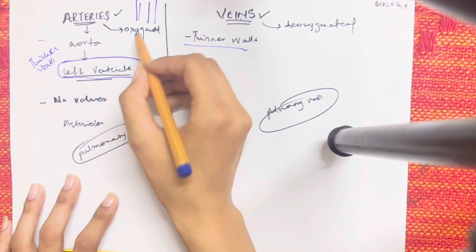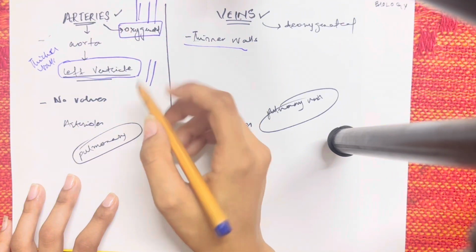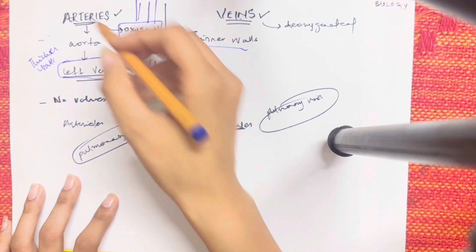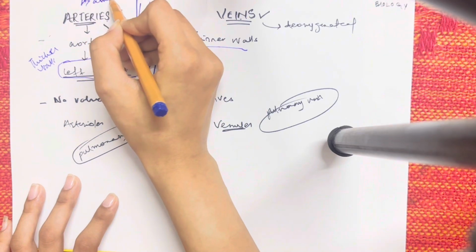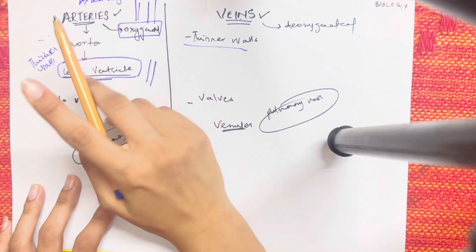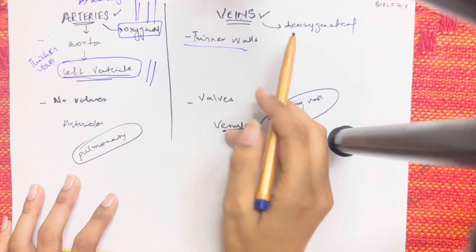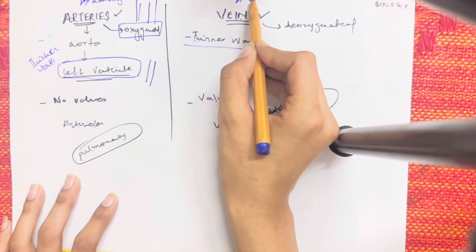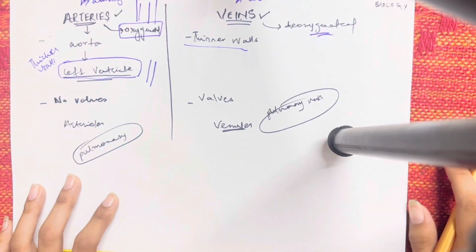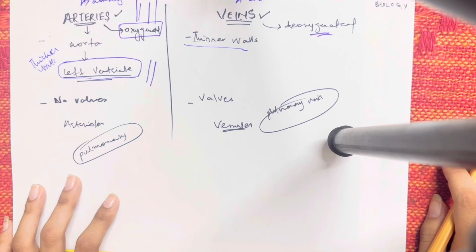Other than that, the arteries carry the oxygenated blood. As we have said earlier, the arteries carry the blood away from the heart. Therefore, whenever the blood is oxygenated, it is carried away from the heart towards the body. And the veins, which carry the blood towards the heart, carry the deoxygenated blood towards the heart to be oxygenated.